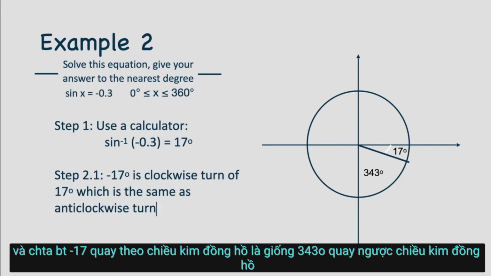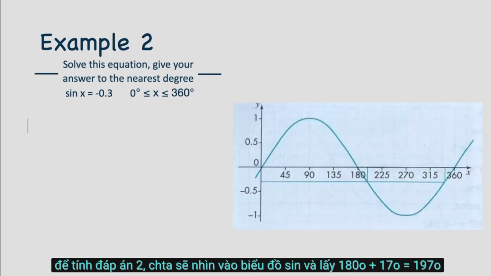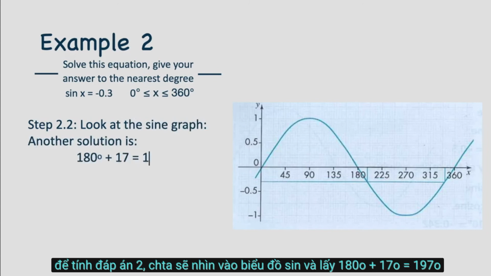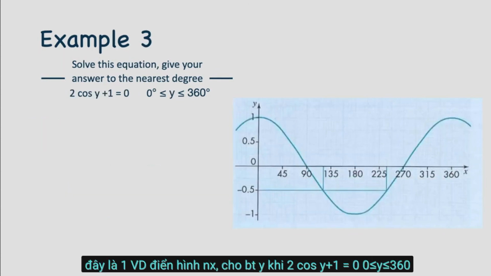To find the second answer, we look at the graph and calculate 180 plus 17, giving us 197 degrees. Finally, we conclude that x equals 197 degrees or 343 degrees. Now, this is another type of question you may come across. It asks you to solve 2 cos y plus 1 equals 0 with 0 degrees smaller than or equal to y smaller than or equal to 360 degrees.